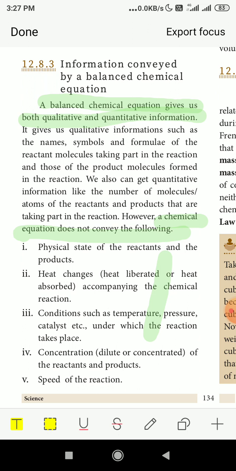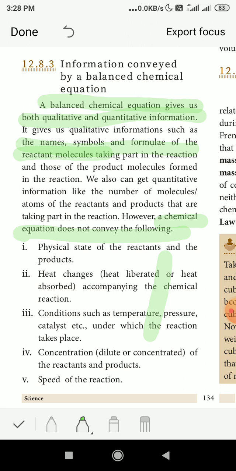So what can be conveyed? It gives qualitative information such as the names, symbols and formulas of the reactant molecules taking part in the reaction. We can also get quantitative information like the number of molecules and atoms of the reactants and products taking part.